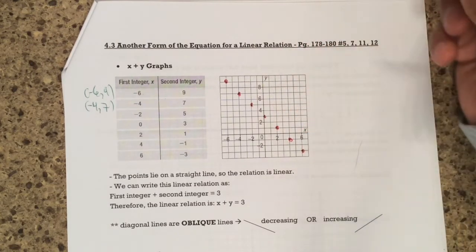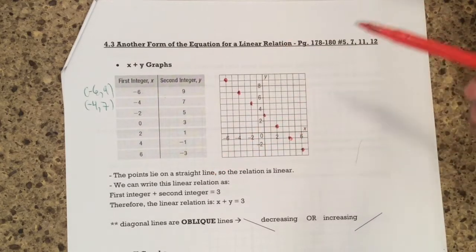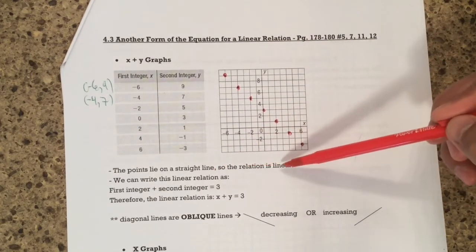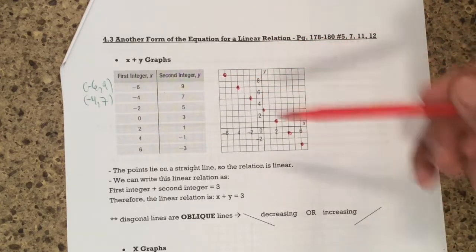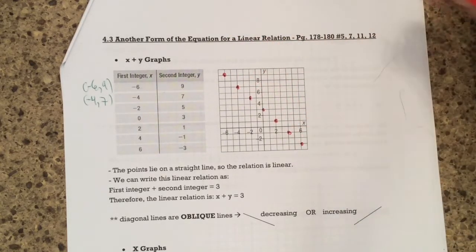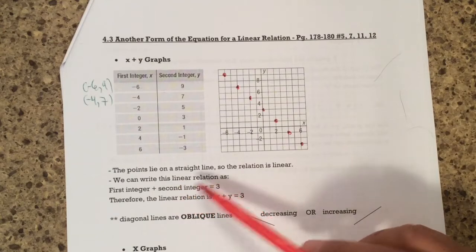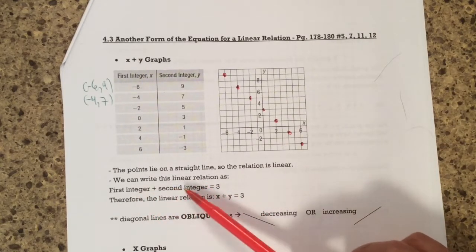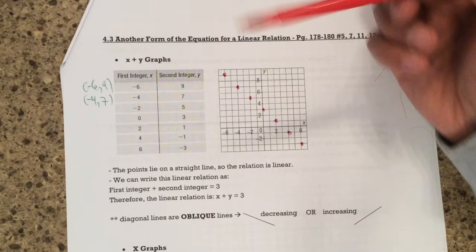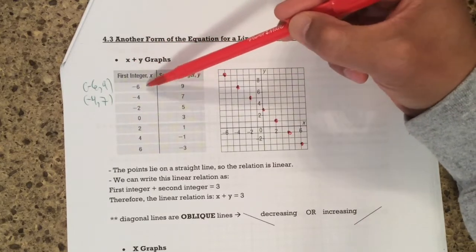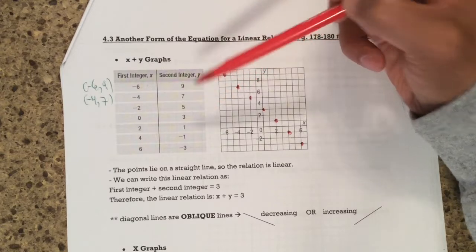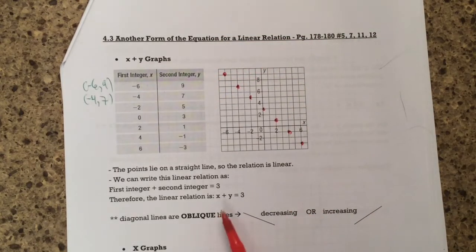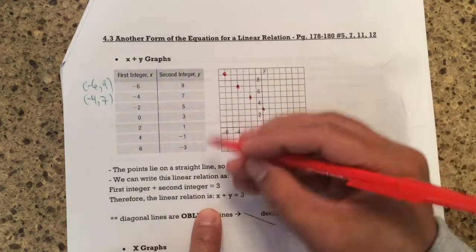The points lie on a straight line, so the relation is linear. It's a linear relation. We can write this linear relation as the first integer plus the second integer equals 3, which makes sense, right? Because -6 plus 9 equals 3, and -4 plus 7 equals 3. So we can write it as x plus y equals 3. This is a linear relation.